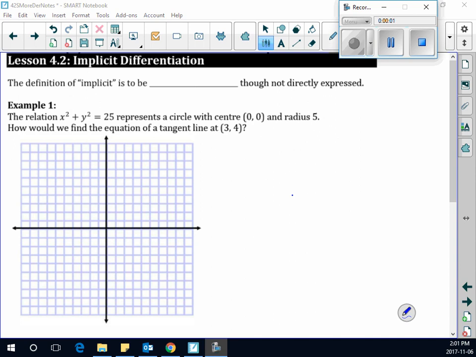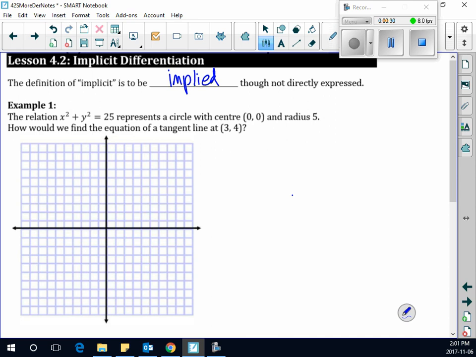Does anyone know the definition of implicit? Implicit. That's one thing. It's implied, or to be implied though not directly expressed. That's the word from Webster's Dictionary. And it's the same in math. If we're going to do, like the title says, implicit differentiation, we're going to do it in an indirect way.